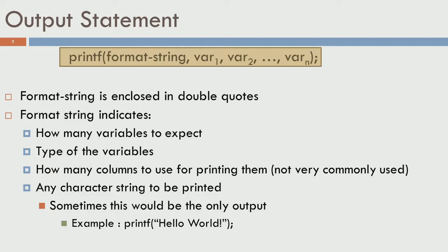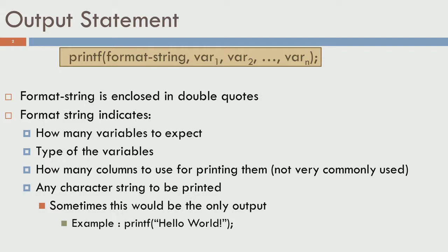So, printf in its general form has a format string followed by a list of comma separated variable names. So, the syntax is highlighted at the top. So, you have format string comma a comma separated list of variables 1 to n. So, the format string is enclosed in double quotes. We have seen that in several examples before, and I will also show you examples later.